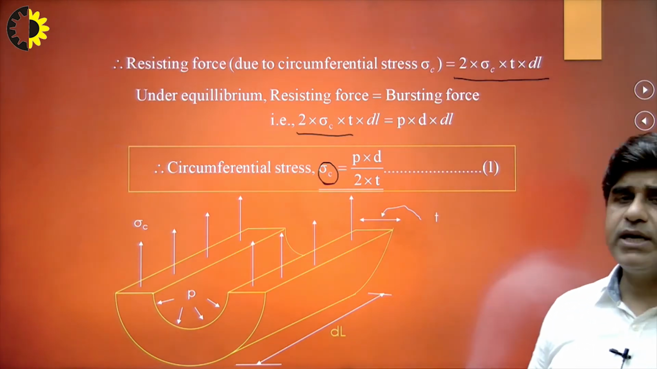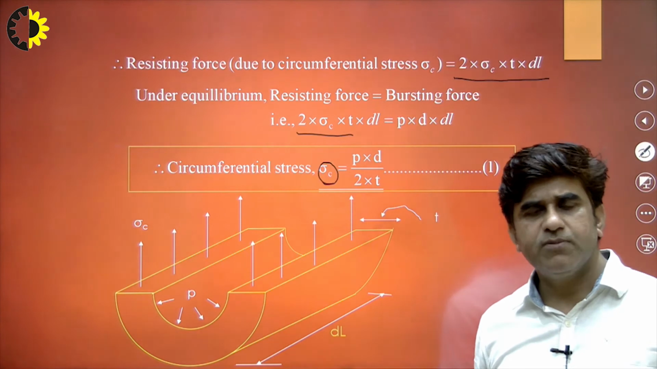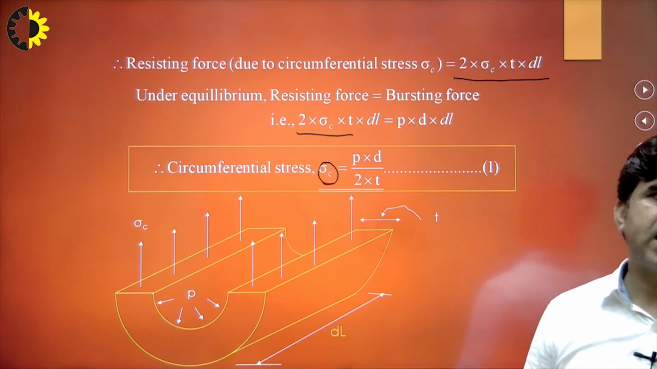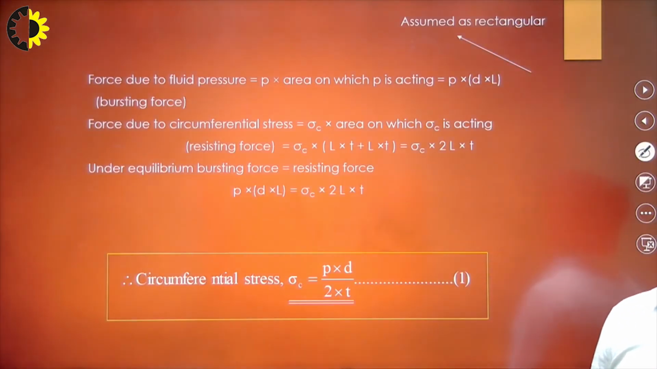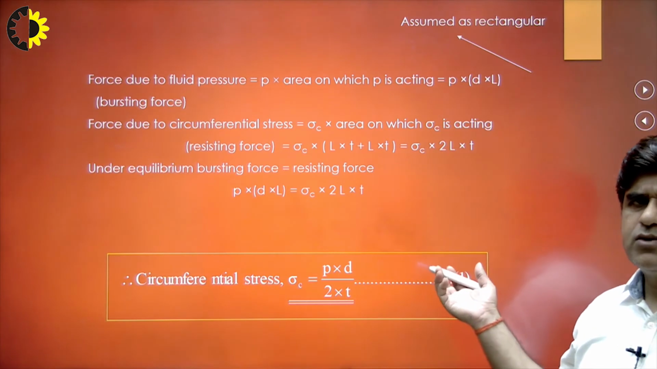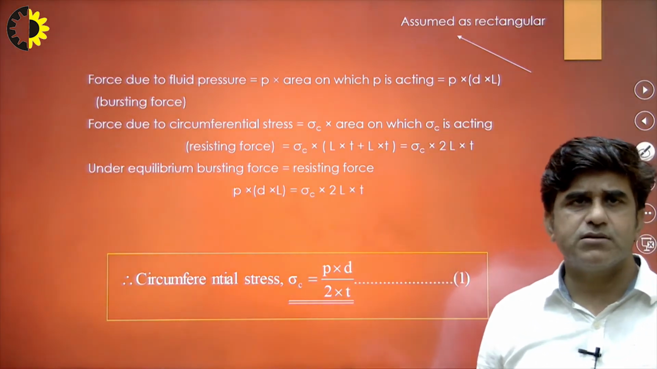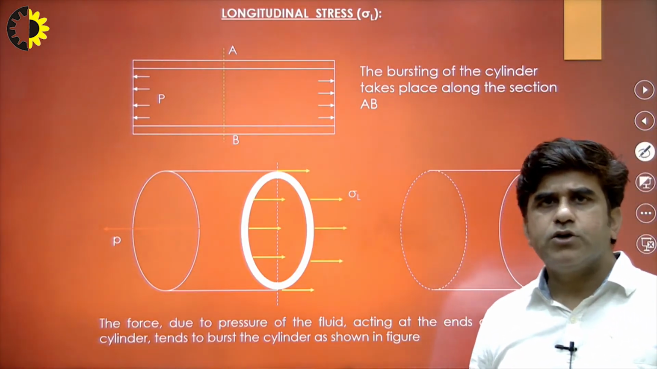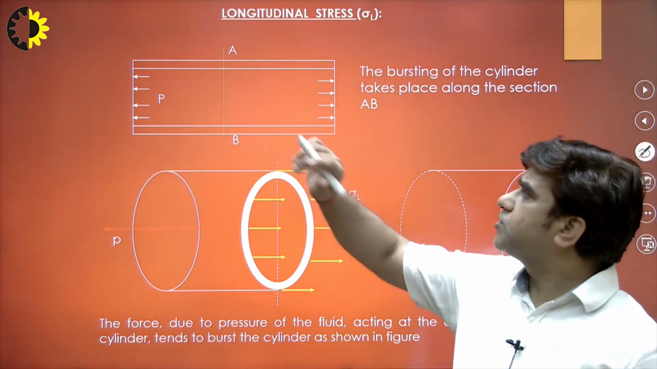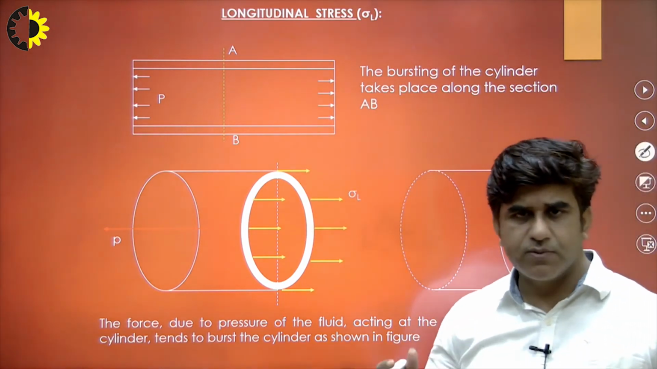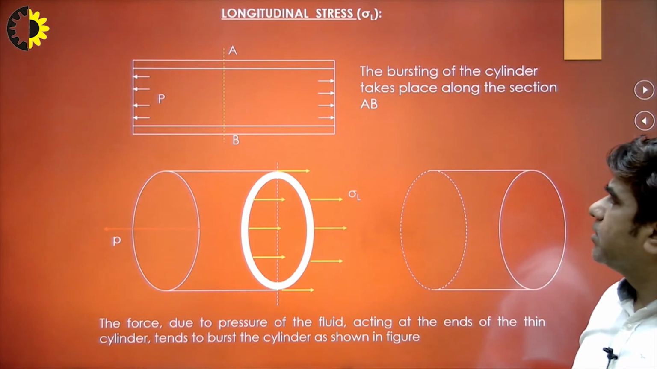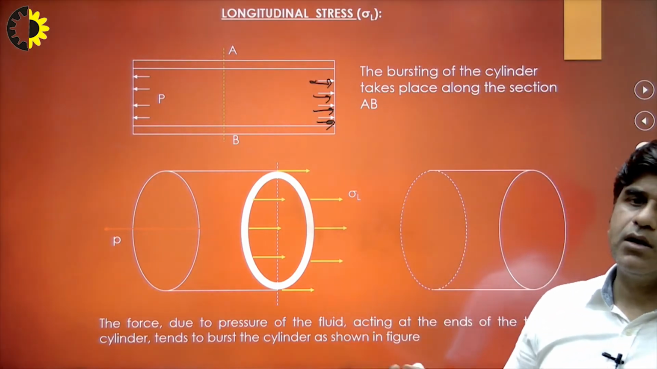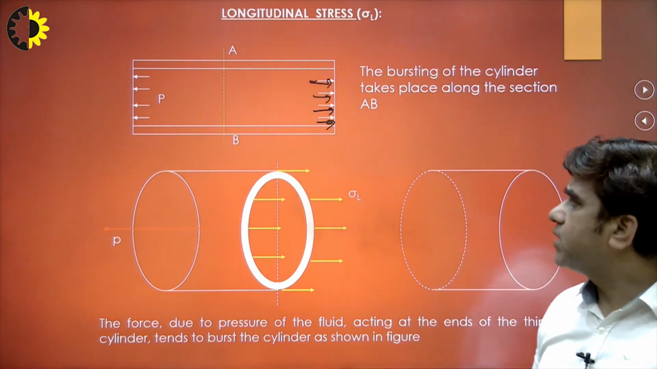Now after calculating the circumferential stress, I will find the longitudinal stress. I will tell you how this longitudinal stress is calculated. This is another method to calculate the hoop stress. Now longitudinal stress: this is the cylinder which is under fluid pressure P, and this is the direction of pressure acting on the end wall of the cylinder.